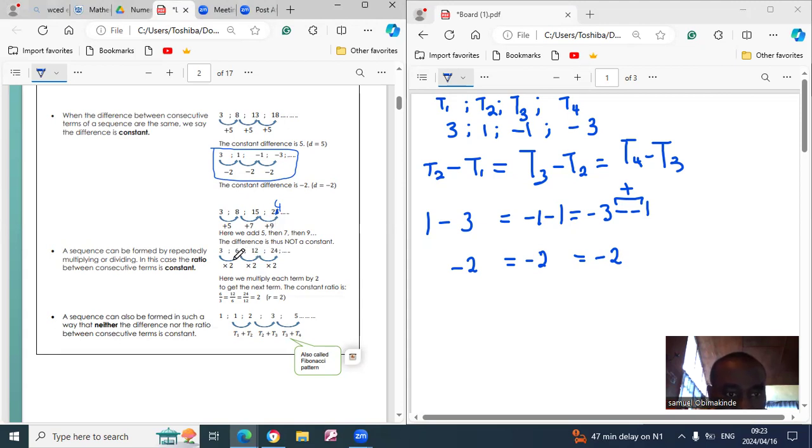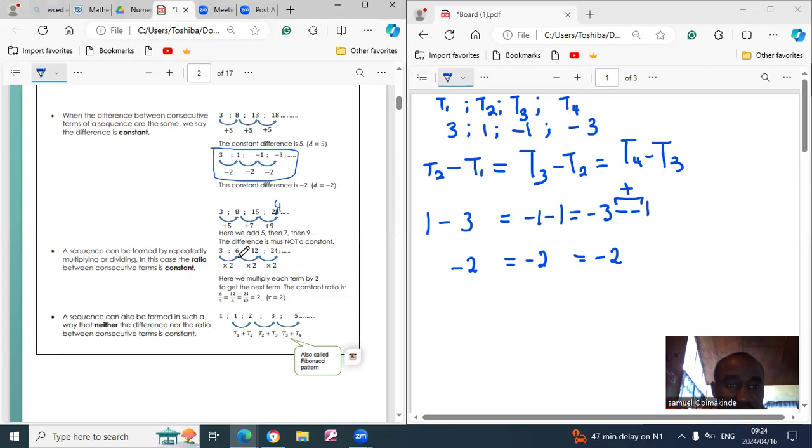Now, let's look at this sequence. We have 3, 6, 12, and 24. So in this case, to get to the next term or the next number in the sequence, all you need to do is to multiply the previous term by 2, right? You multiply the previous term by 2 and you get the next term. So here, how did they do it?